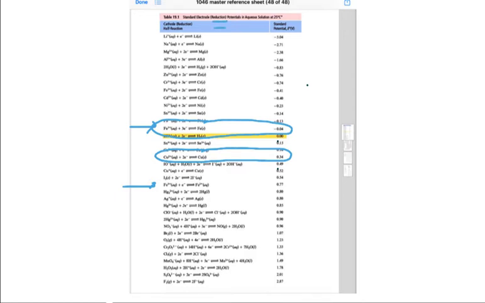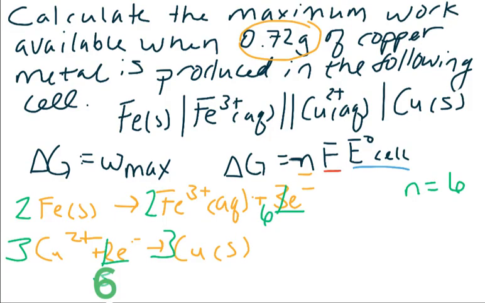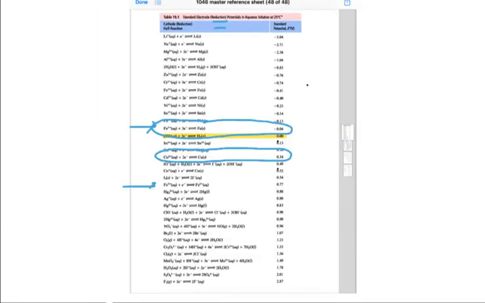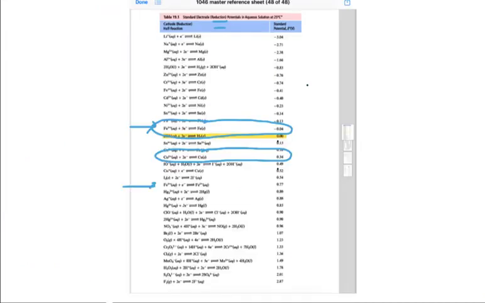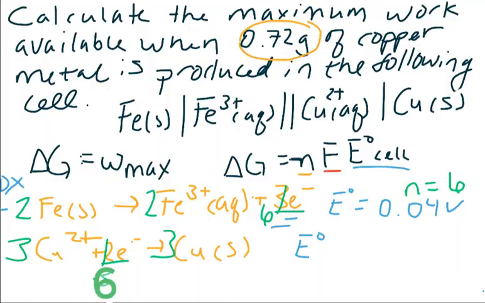Which one have we oxidized over here? We've oxidized the iron because it has lost electrons. These electrons are over here, right? So our electrode potential is not the negative 0.4 that we see on the chart, but it's a positive 0.4 volts. And for our copper, the electrode potential is 0.34 volts.